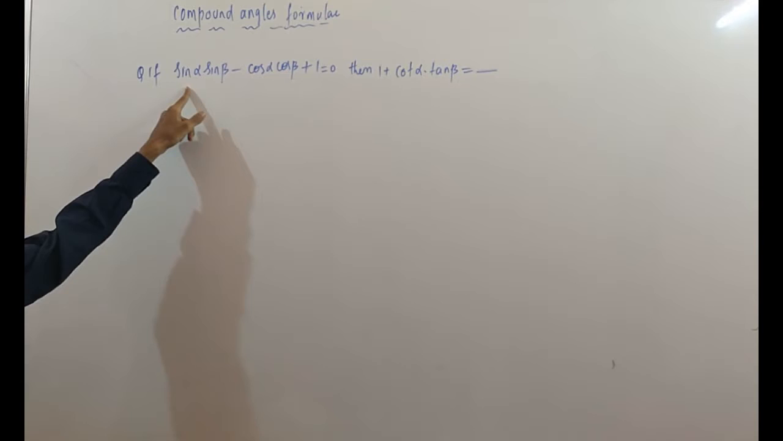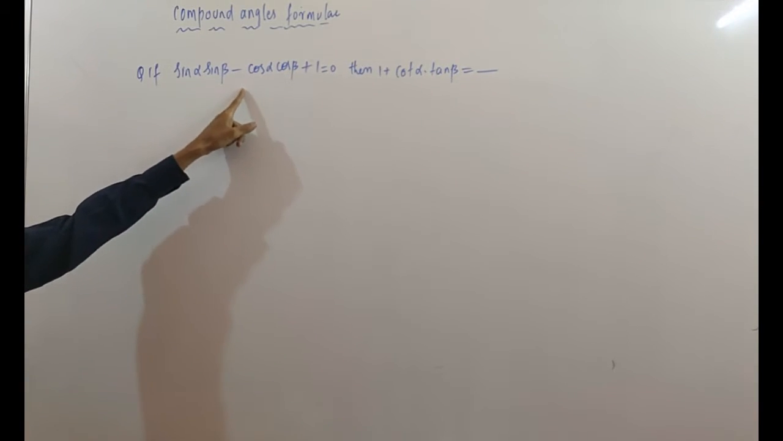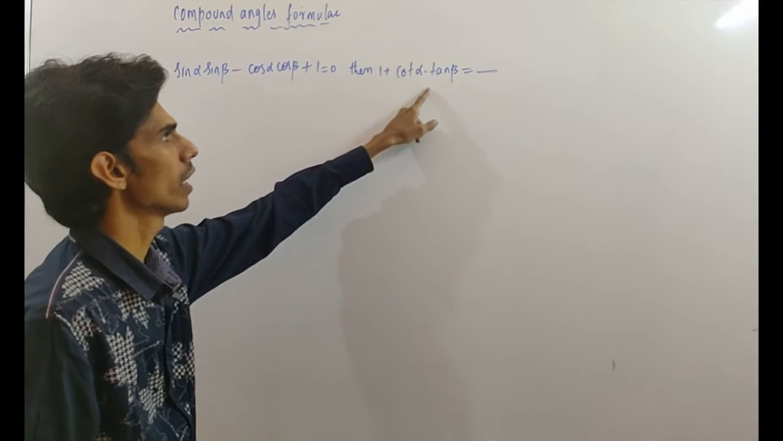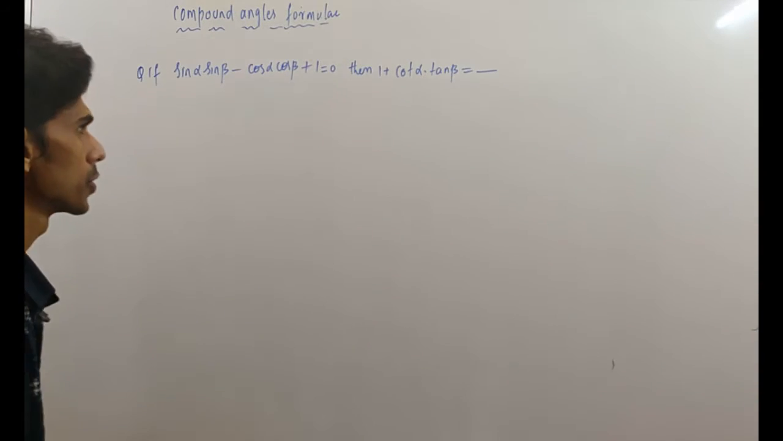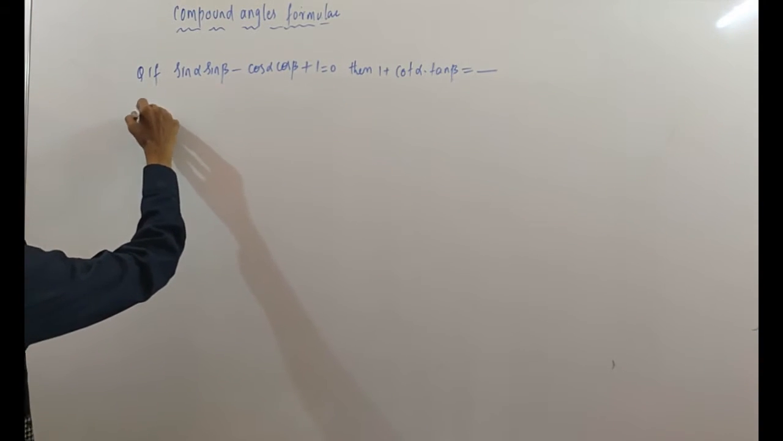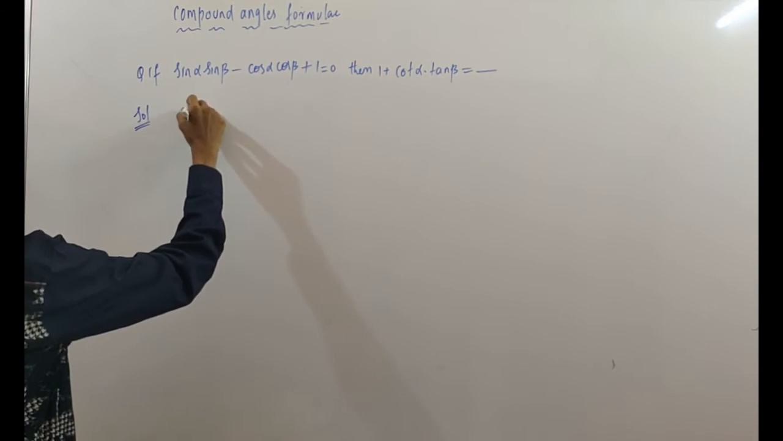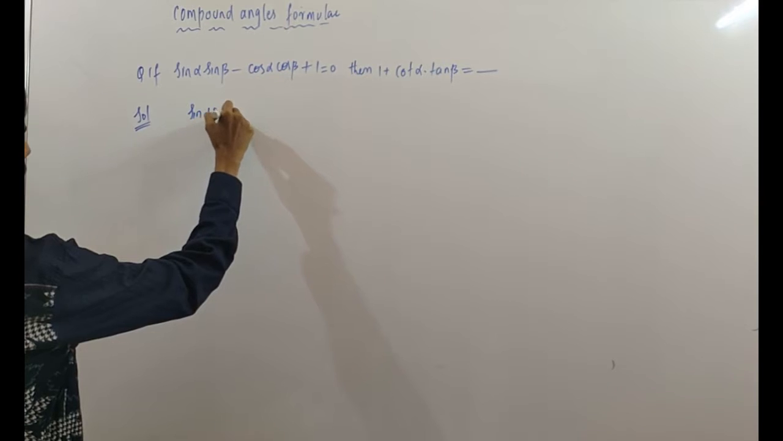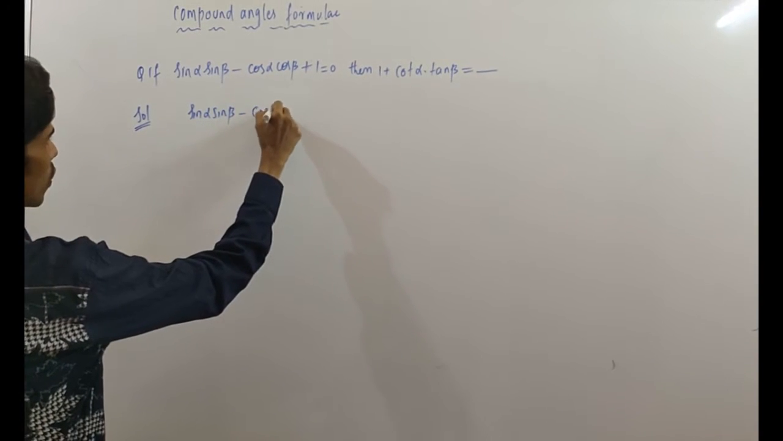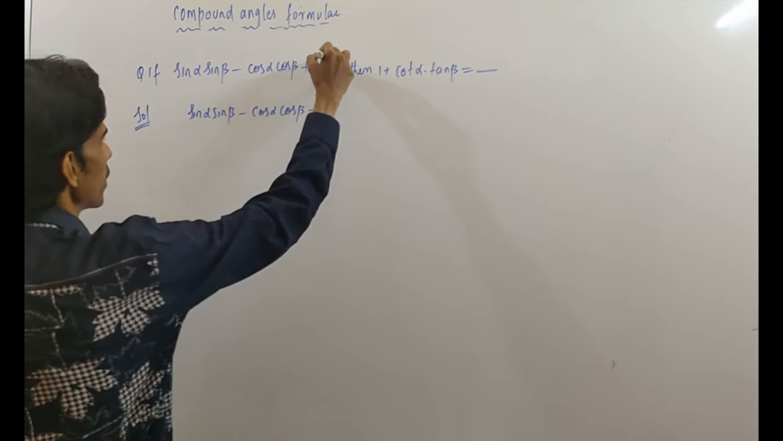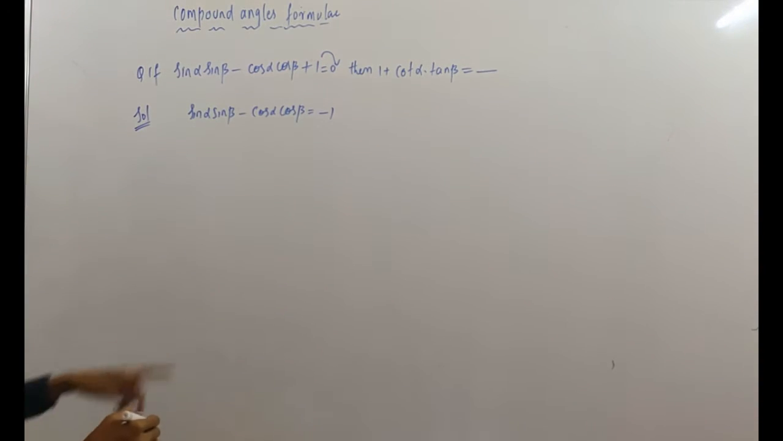Given sin alpha sin beta minus cos alpha cos beta plus 1 equal to 0, then the value of 1 plus cot alpha into tan beta is how much? Now modify this: we have sin alpha sin beta minus cos alpha cos beta is equal to minus 1. Send this one to that side, it will become minus 1.